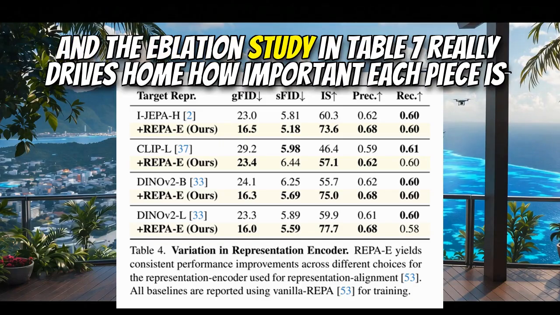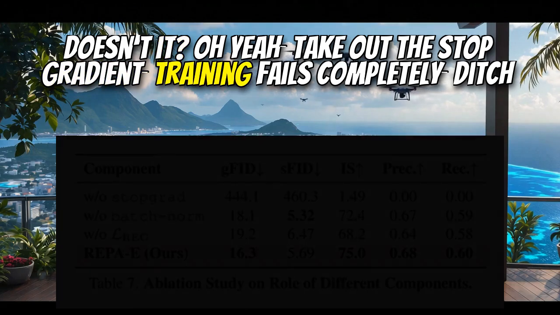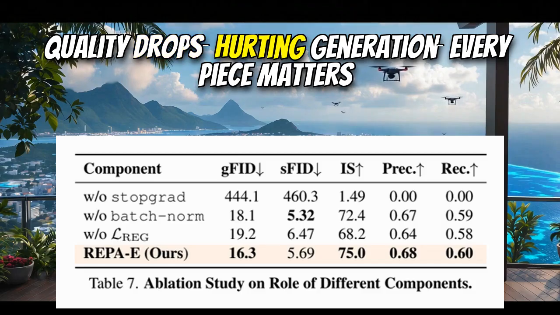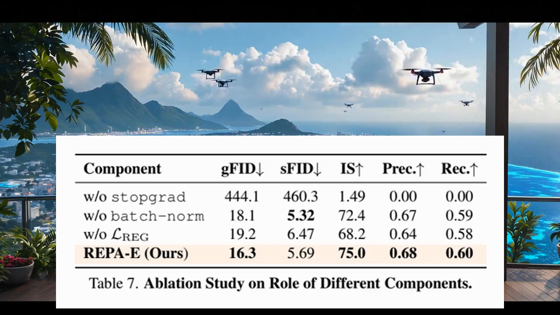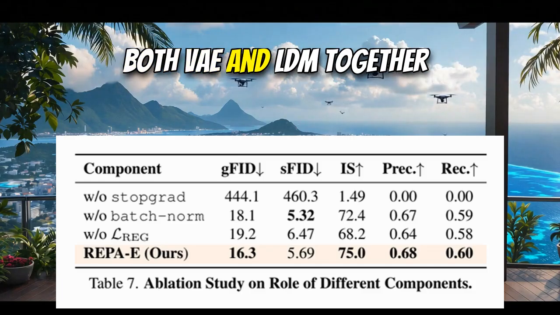And the ablation study in Table 7 really drives home how important each piece is, doesn't it? Oh yeah. Take out the stop gradient, training fails completely. Ditch the batch norm, performance tanks. Remove the VAE regularization, reconstruction quality drops, hurting generation. Every piece matters. Maybe the most interesting result for me anyway is in Table 8, training from scratch. Both VAE and LDM together.